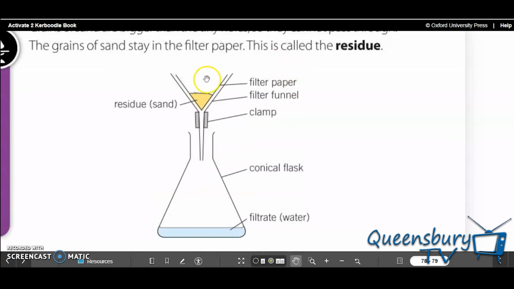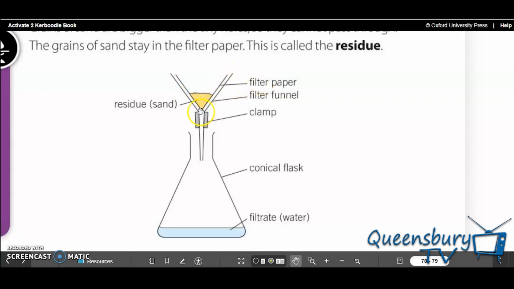Okay, let's have a look at the equipment needed. So it's important that you can remember the equipment needed to carry out a filtration experiment. So starting from the top, we'll work our way down towards the bottom. So the filtration paper, if you remember that circular disc which we had to fold to make a cone, that is called the filter paper.